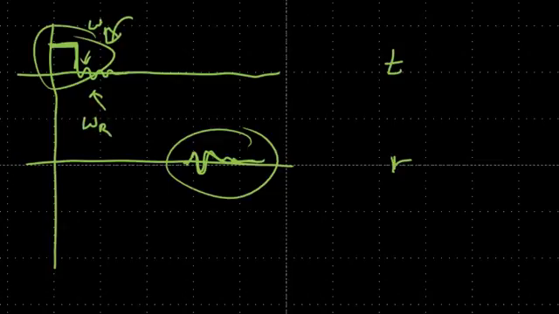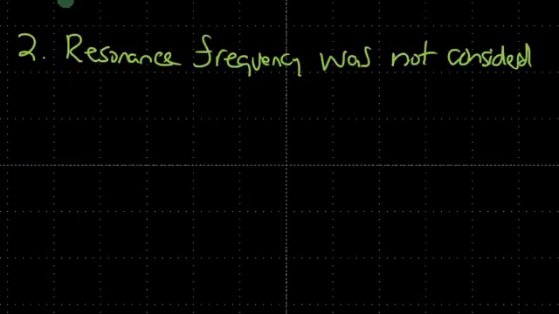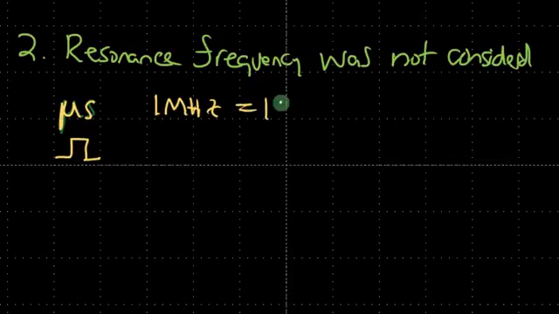Okay, so if you want to decrease ripple and therefore increase the measurement integrity, you drive at the resonance frequency. I think he was using something like microsecond pulses. His pulse was microsecond. However, if the resonance frequency was 1 megahertz, which is equal to 1e9 hertz, then 1 divided by 1e9 would be in the nanoseconds.